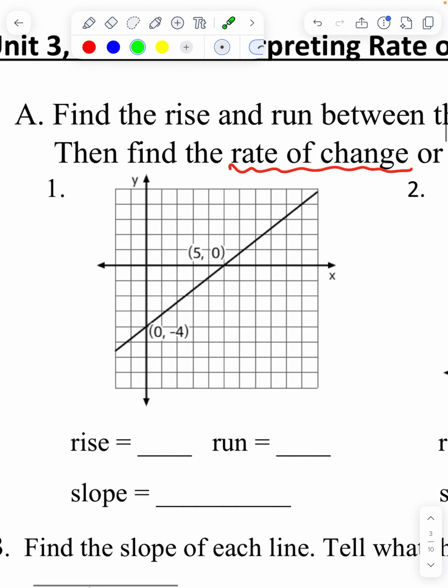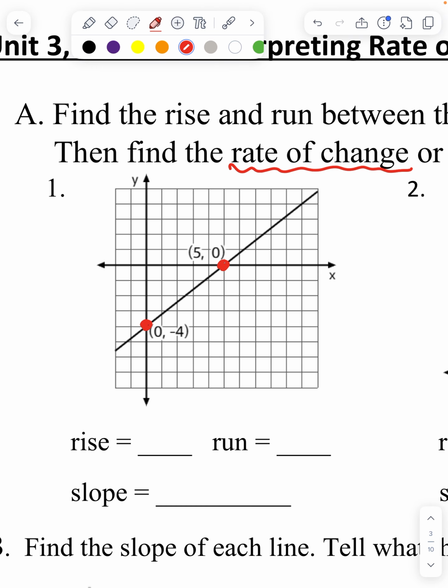Okay, let's find the rise over run for the first graph. We have 2 points. Let's check from this point to this point. What's the rise? 1, 2, 3, 4. So the rise is 4. What's the run? 1, 2, 3, 4, 5. Slope is rise over run, so it's 4 over 5.